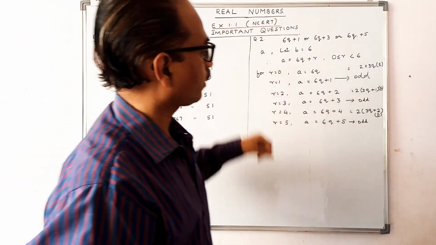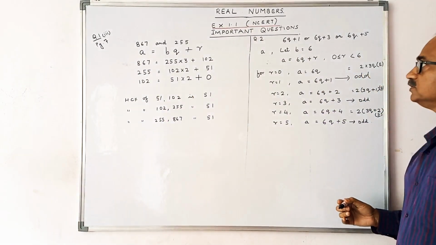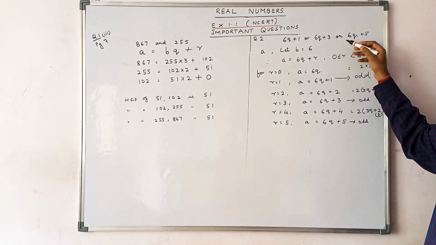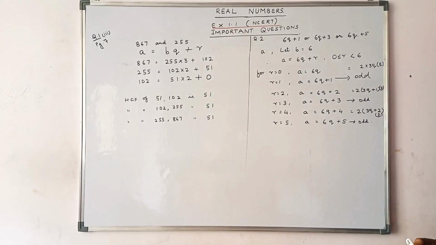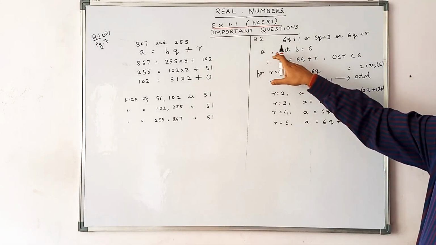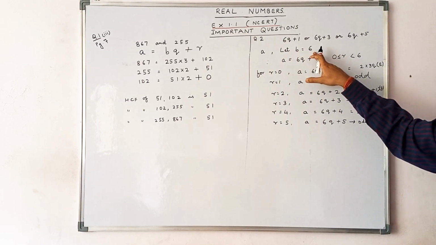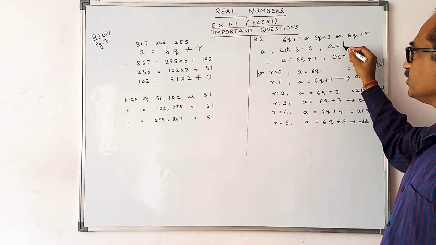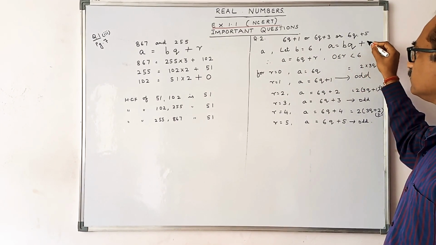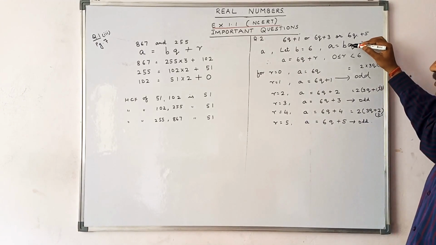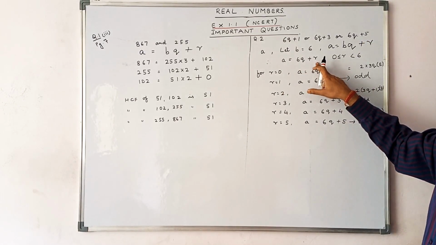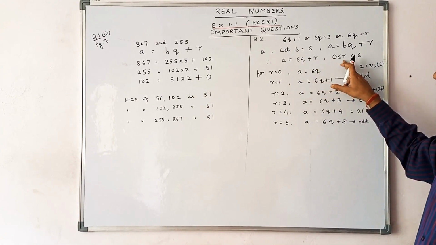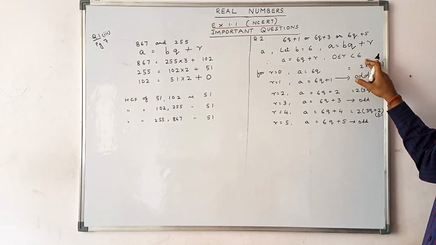Question number 2. Here we have to prove that 6q plus 1, 6q plus 3 and 6q plus 5 are odd numbers. Let us suppose b is equal to 6. Then according to Euclid's division lemma, again we have a is equal to bq plus r. Now here b is equal to 6, so a is equal to 6q plus r. Now the value of r is greater than or equal to 0 and is less than 6.